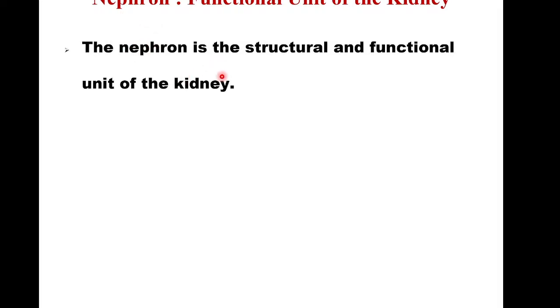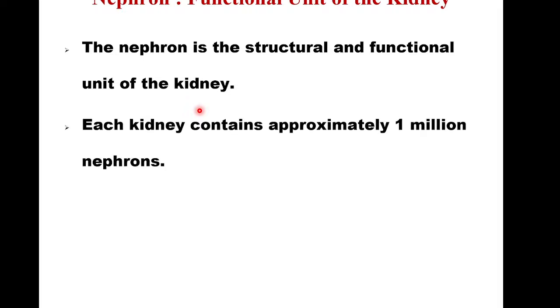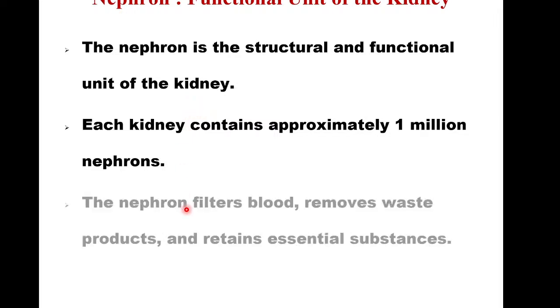So inside the kidney there is a functional unit that is responsible for this process, which is known as a nephron. The nephron can be defined as the structural and functional unit of the kidneys, and each kidney contains approximately 1 million nephrons. The nephrons play a very important role in filtration of blood, and they remove the waste products and retain substances that are essential for our body. We have already discussed the structure of the kidneys, so no need to talk about these things.